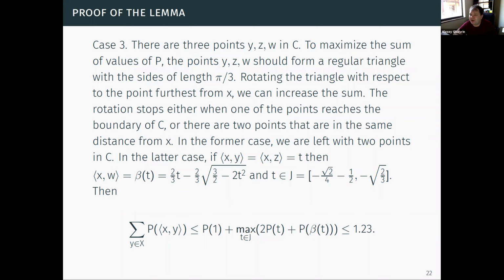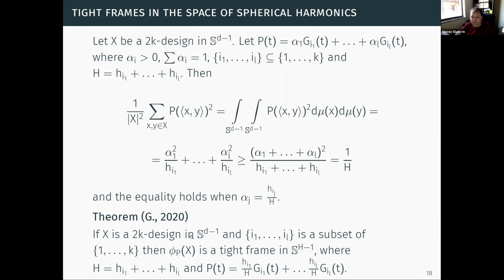Okay, thank you. Alexey, very good talk. Could you go back to the result where you were somehow pushing a tight frame using this polynomial to different space? This one? Yes, thank you. All right, thank you. I see.